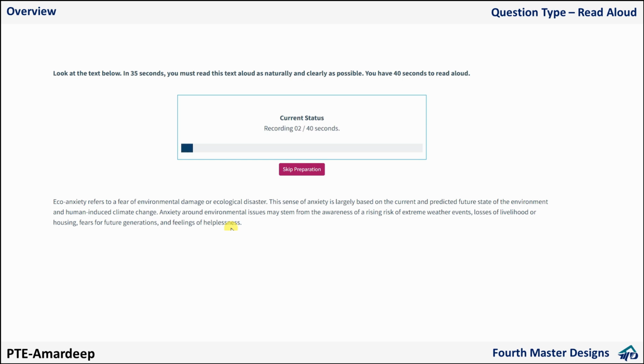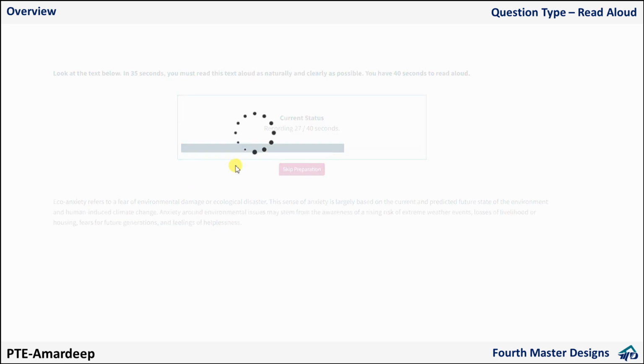Okay. And there is one more issue here. Eco anxiety refers to a fear of environmental damage or ecological disaster. This sense of anxiety is largely based on the current and predicted future state of the environment and human induced climate change. Anxiety around environmental issues may stem from the awareness of a rising risk of extreme weather events, losses of livelihood or housing, fears for future generations, and feelings of helplessness. So here I go.